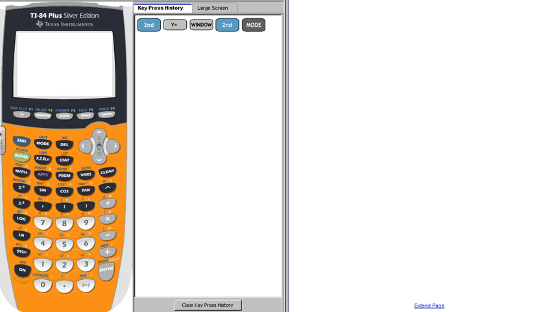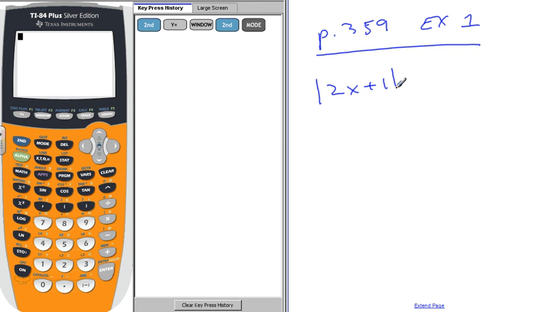Okay, today we're going to work on an example of graphing absolute value equations. And this is going to be right out of the book. It's actually on page 359, and this is example 1 on that page. Example 1 gives us an equation of the absolute value of 2x plus 1 minus 2 equals 5.